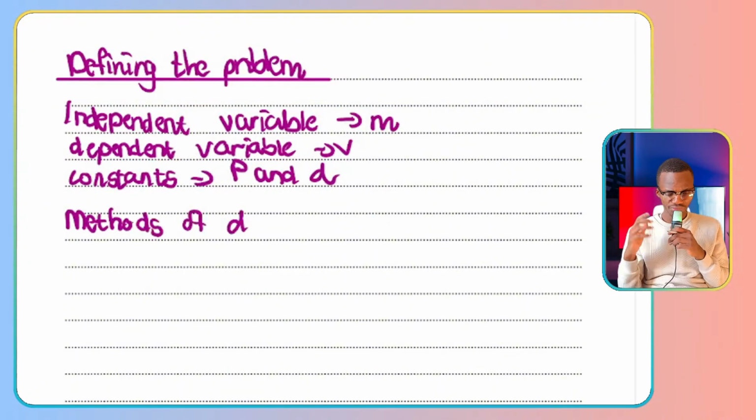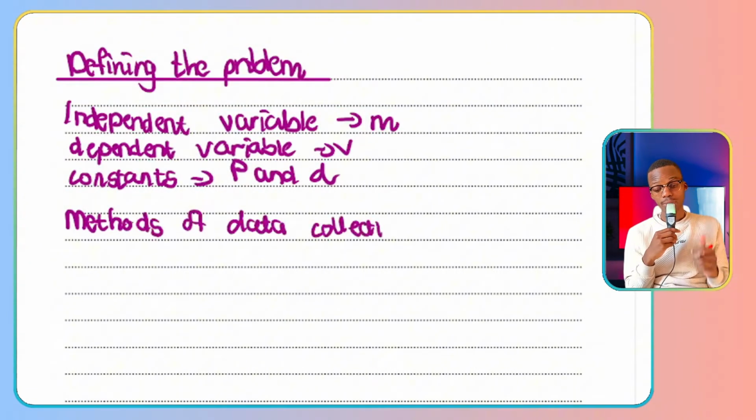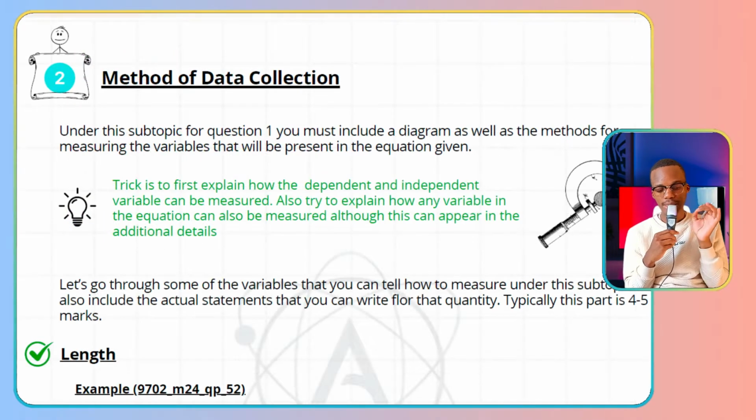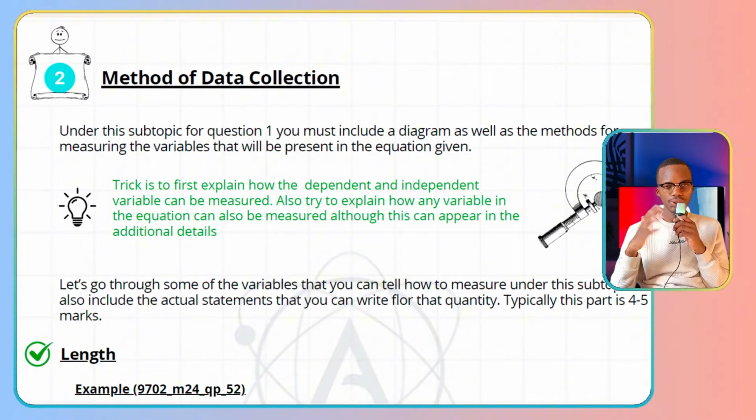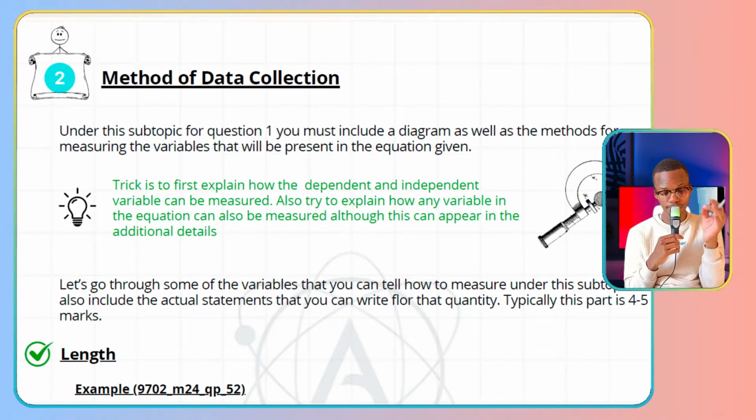What goes under this subtopic for question 1? You must include a diagram as well as methods of measuring the variables that will be present in the equation, right? The trick is to explain how the dependent variable and the independent variable can be measured. What apparatus, what instrument are you going to use to measure the independent and the dependent variable? And also explain how other variables that appear in the equation can be measured, right? This can appear in the additional details, but also just include it under methods of data collection.